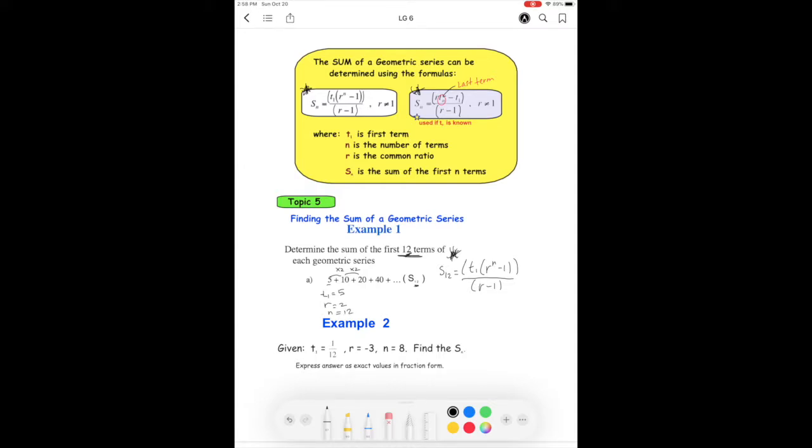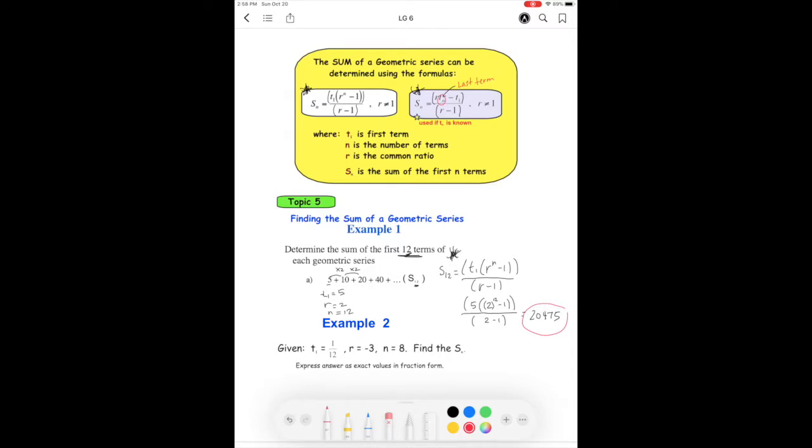So now we plug and chug. Here we go. So we have T1 is 5 bracket, the ratio is 2. I would get in the habit of writing it in a bracket again because with negatives it really matters, but right now it doesn't. The n is 12, and then subtract 1 bracket all over bracket. The ratio is 2, and we subtract the 1. And then we type that into our calculator, and out comes 20,475.